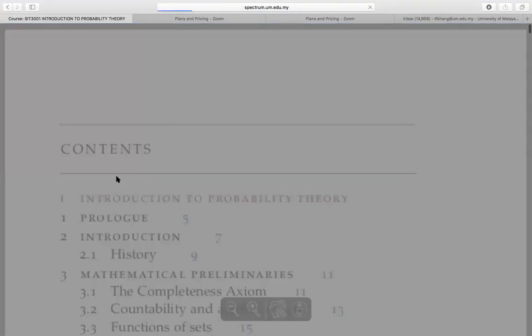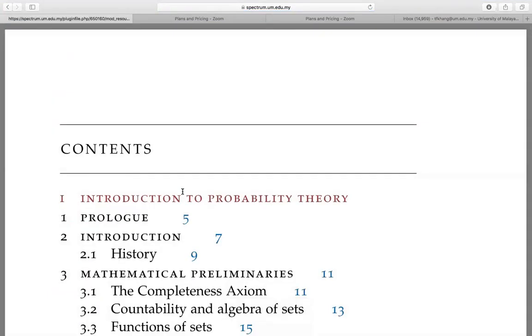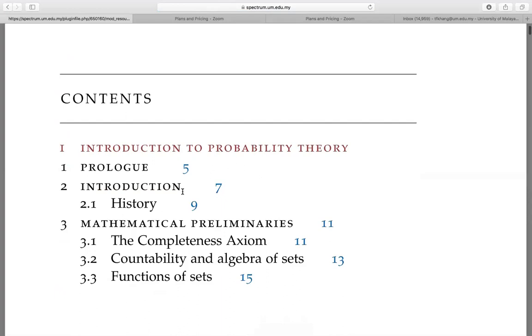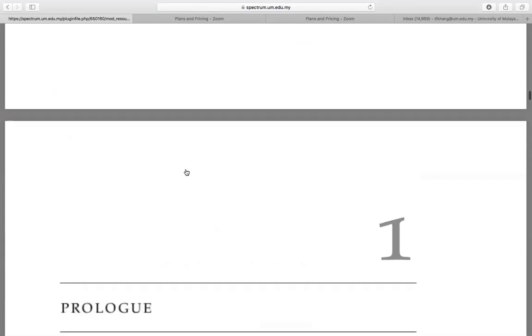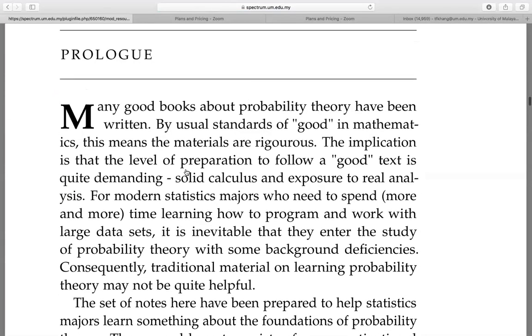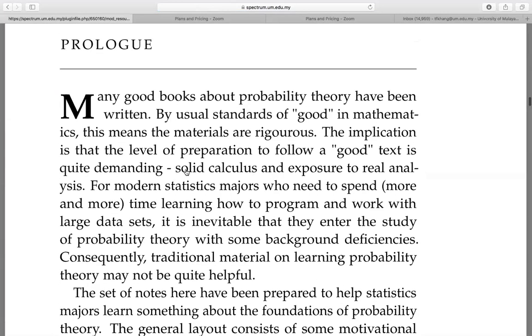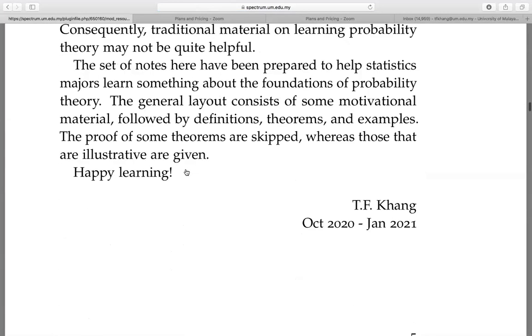So these are the lecture notes. Can you see the contents? Yes. Okay. There's a prologue. Prologue is basically just some introduction to the notes, right? You can read this on your own.